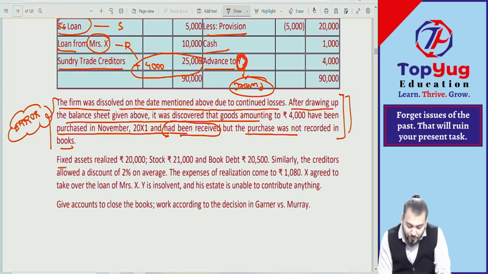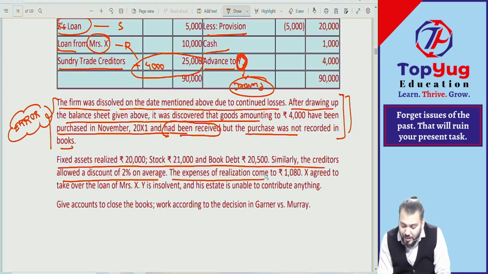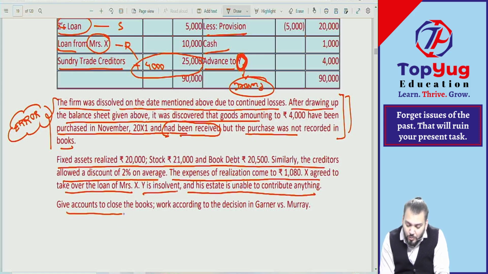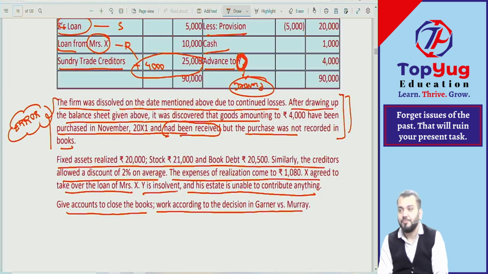Let's go. Fixed asset realized this much, stock this much, book debt this much. Similarly, the creditor allowed a discount of 2% on average. The expense of realization comes to this much. X agreed to take over the loan of Mrs. X. Y is insolvent and his estate is unable to contribute anything. Give accounts to close the books. Work according to the decision of Garner versus Murray.